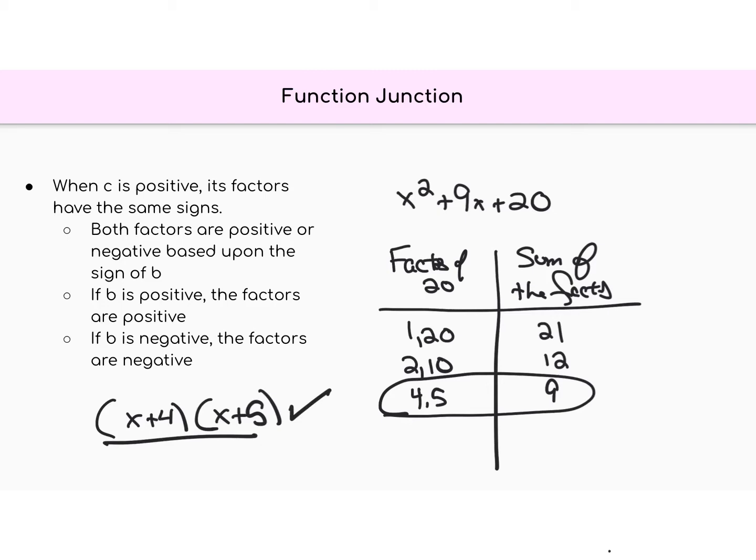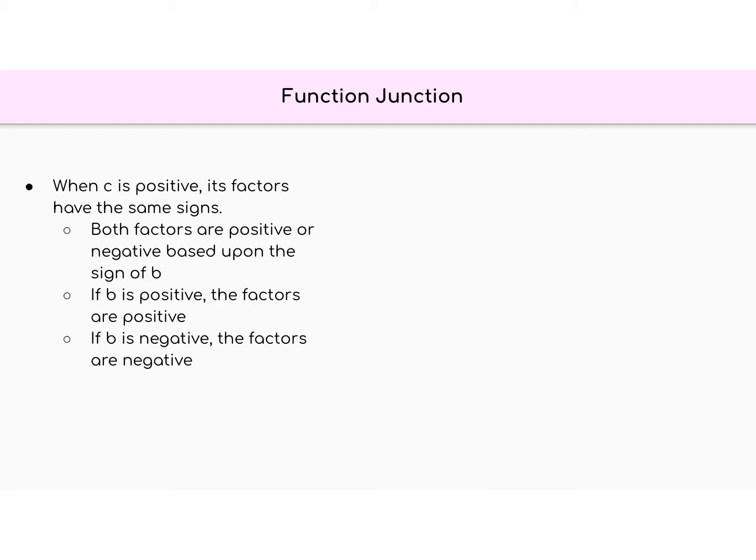Okay, so our key takeaway in this example is when c is positive, the factors have the same signs. Both factors are positive or negative based on the sign of b. So since b is positive 9, that means our factors are going to be positive. Okay, so let's take a look at our next example, which would be x squared minus 8x plus 12.